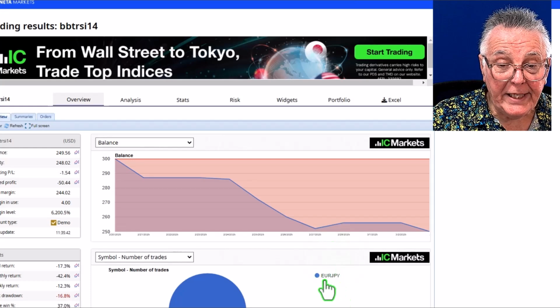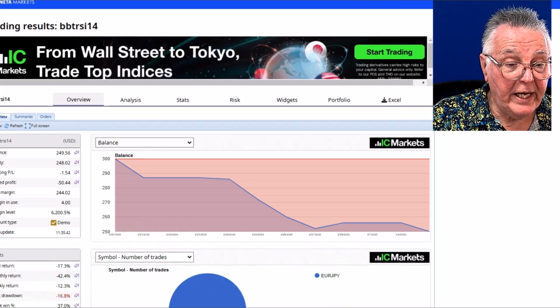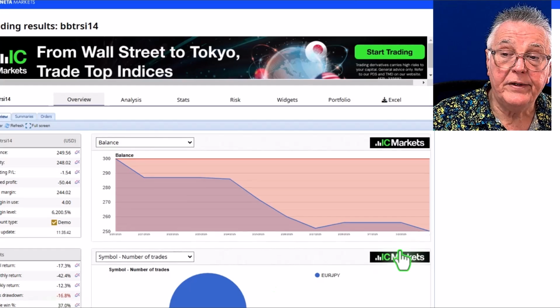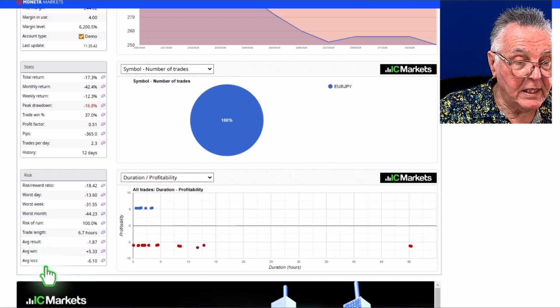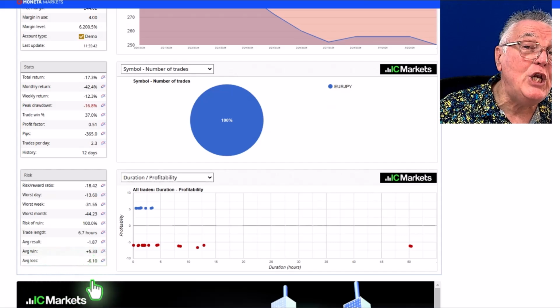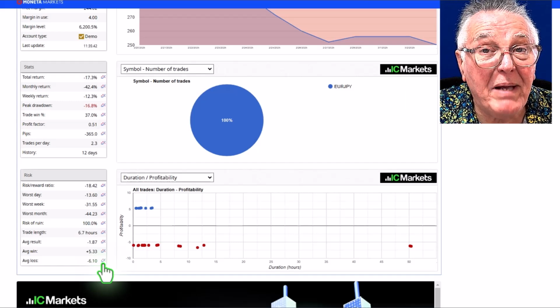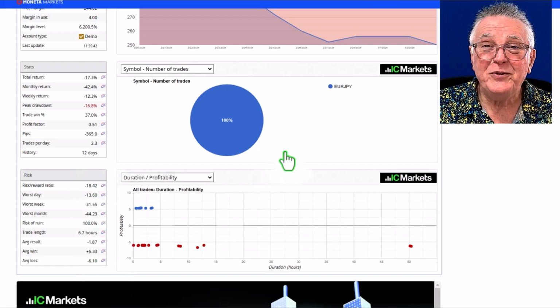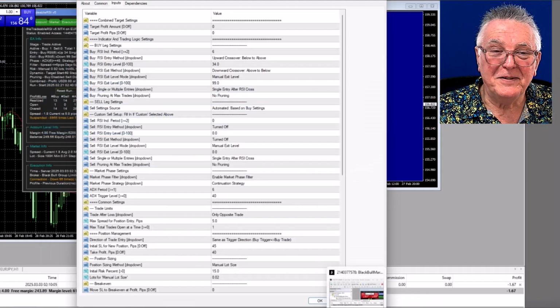So this one trades the euro yen. It has a terrible win ratio of under 40%, and its average win is below the average loss. So this is a very bad account. So we need to do something here. So let's have a look at what to do.